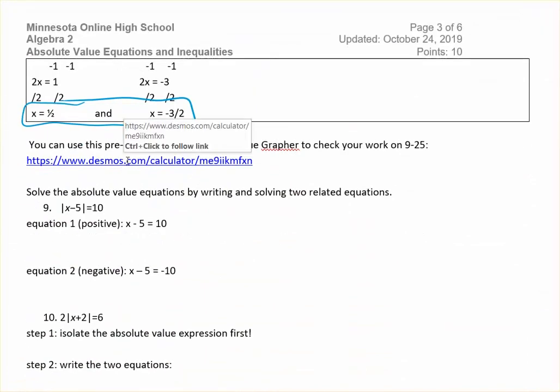There's a Desmos calculator you can use to check your work on the rest of the problems if you want to. Alright, so let's look at number 9.